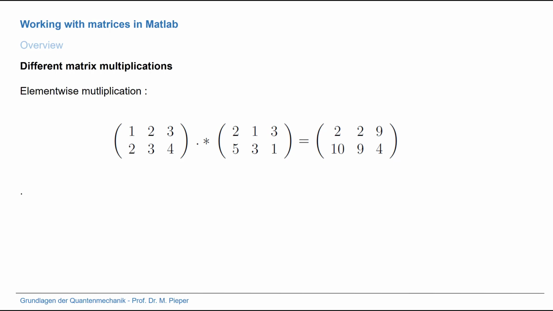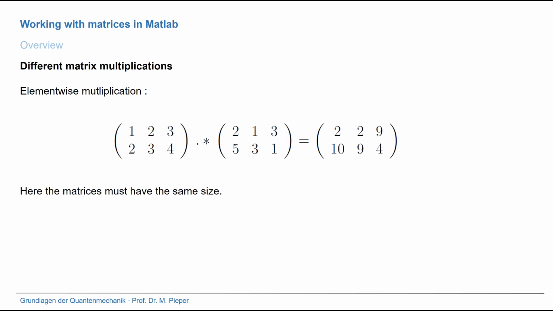Now let's come to the second kind of matrix multiplication in Matlab, which is very special. It's the element-wise multiplication. We have 2 matrices of the same size, and that's important. You need the same size. And we multiply these 2 matrices element-wise. What does this mean? We take the first element of the first matrix and multiply it with the first element of the second matrix. It's 1 times 2. Then we multiply 2 times 1, 3 times 3, 2 times 5, and so on.